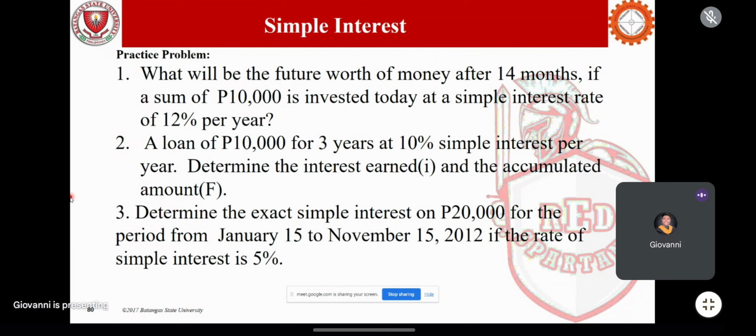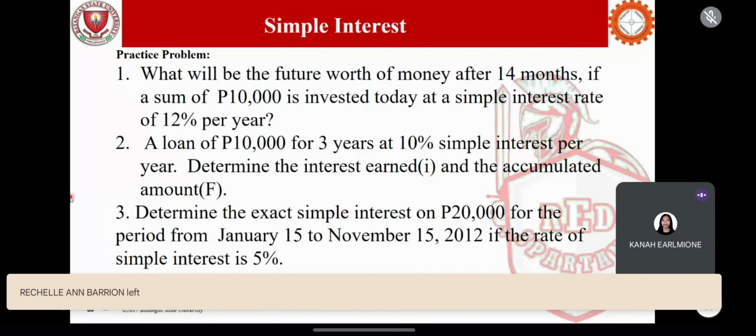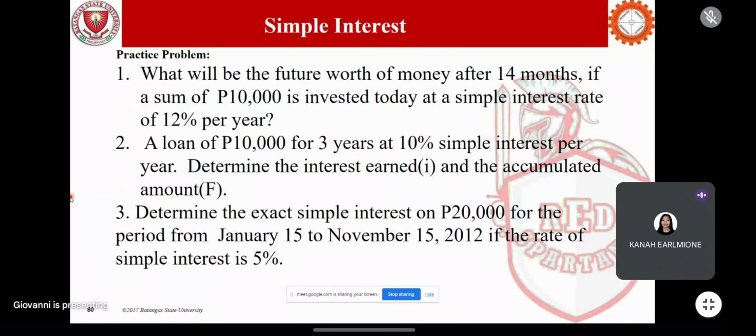Kasi, Sir, ang kinuha ko po muna yung N, which is, since exact po siya, nagsimula po dun sa January 15 to November 15. Kinuha ko po muna kung leap year po yung 2012. Since leap year po siya, so yung February po 29. Ang ginawa ko po sa January ay 31 minus 15. Tapos inadd ko na po yung lahat po ng days po sa month na yun. Tapos ang nakuha ko pong N is 305.